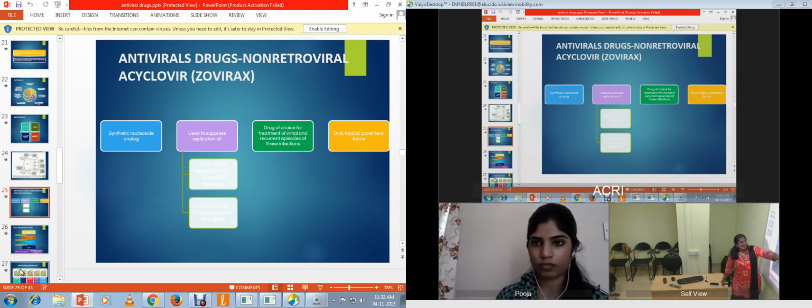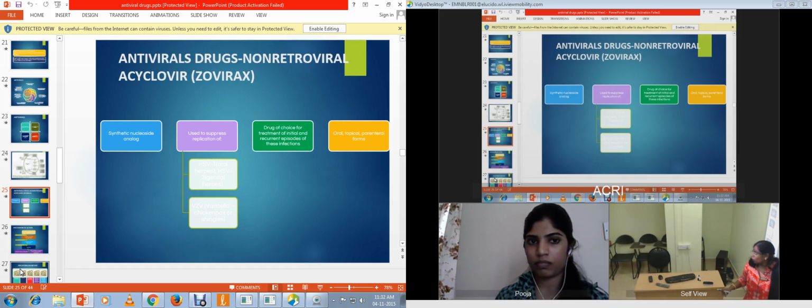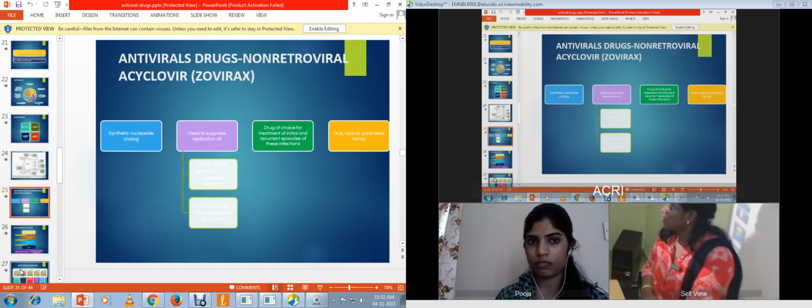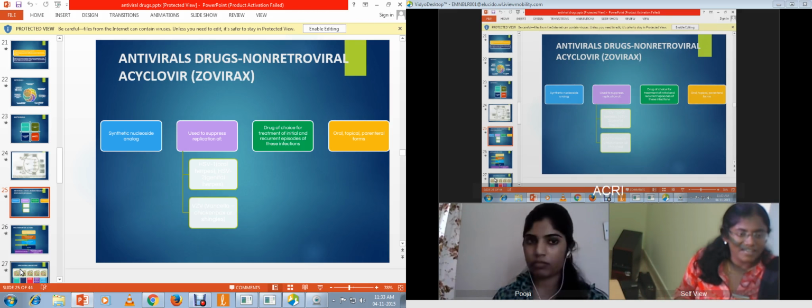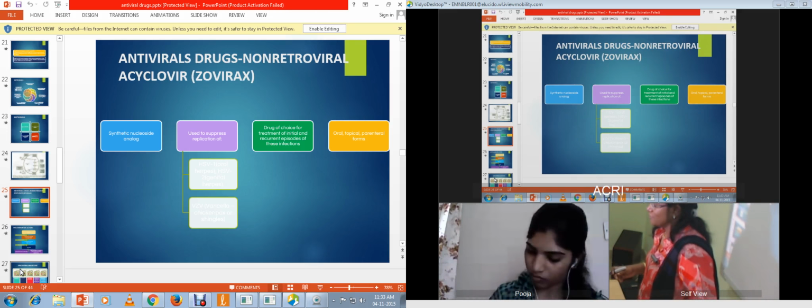Yes. It is the drug of choice for the treatment of initial and recurrent episodes of infection. That is why I told you, once the virus enters your body and your immunity goes down, recurrent infections are more common. You have it as a solid oral tablet or capsule, topical as an ointment base, acyclovir ointment for the treatment of herpes simplex virus, and it is available in parenteral injection forms.